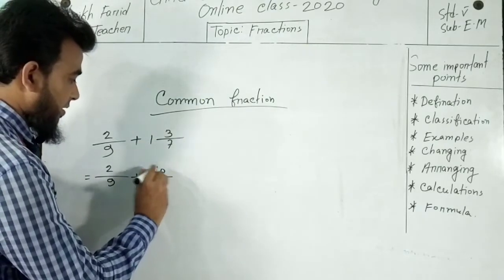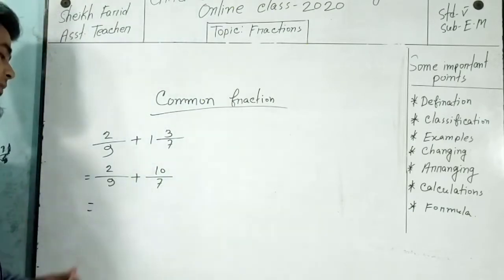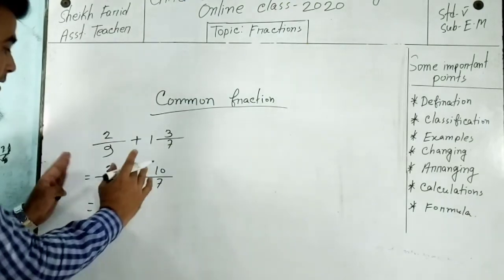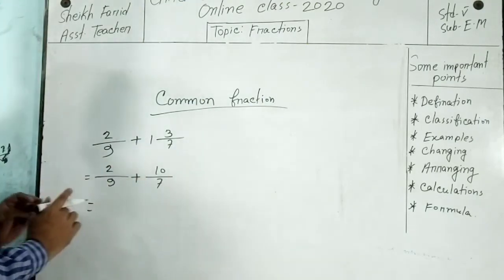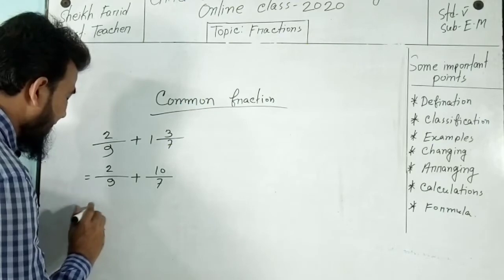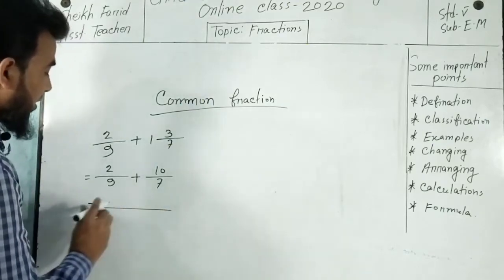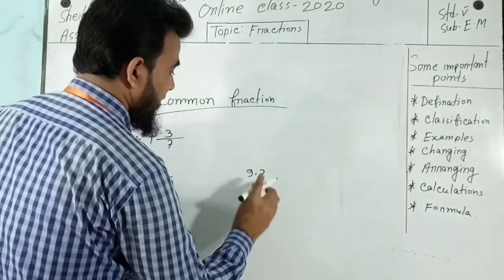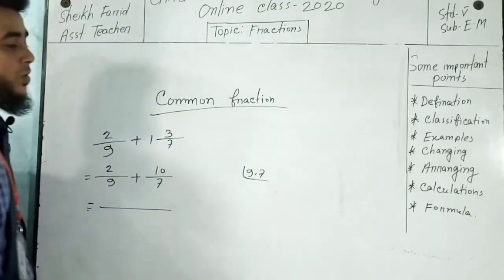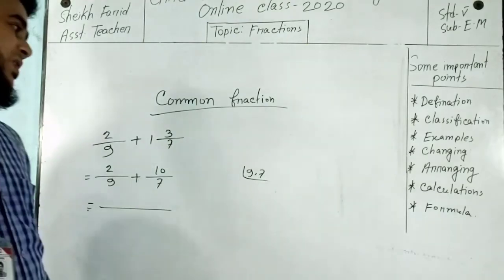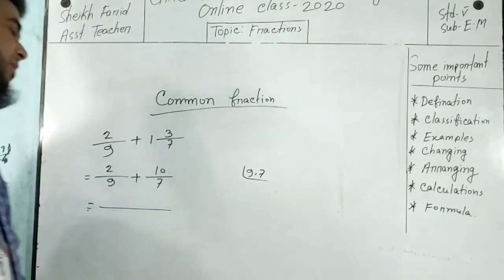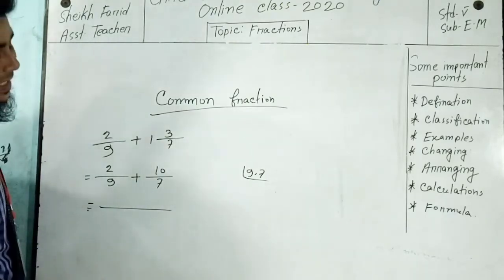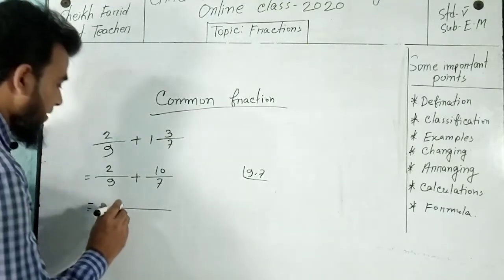Now look, here the denominator is 9 and here the denominator is 7, and if we add these two fractions, we have to find the LCM of these denominators. So it will be what? 9 and 7. There are no common factors which divide both of these numbers, so we have to multiply them with one another. Then what will be 9 sevens are 63.